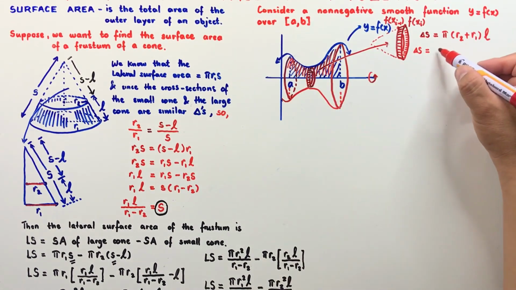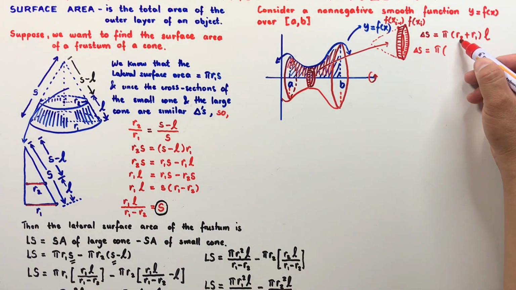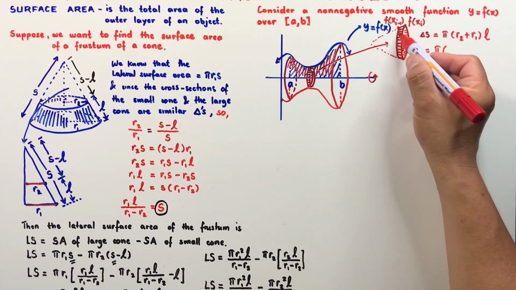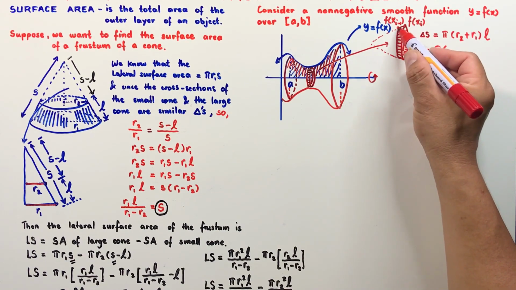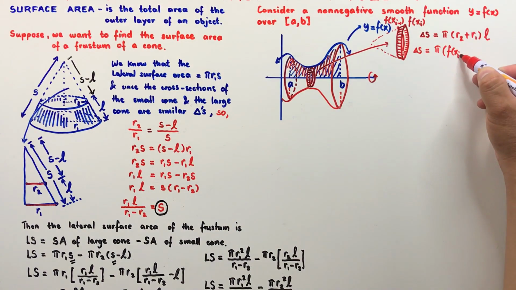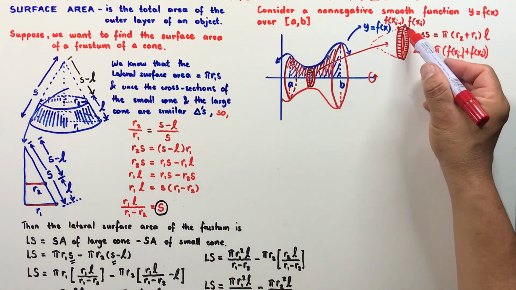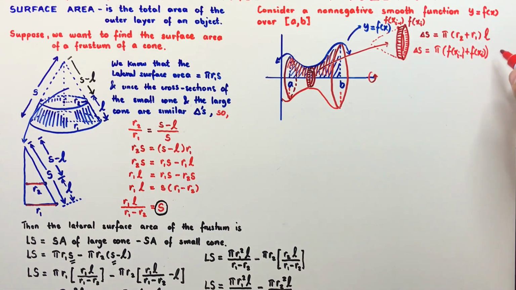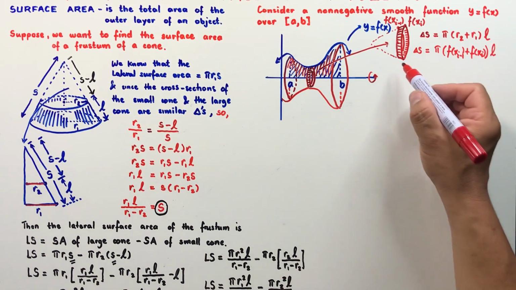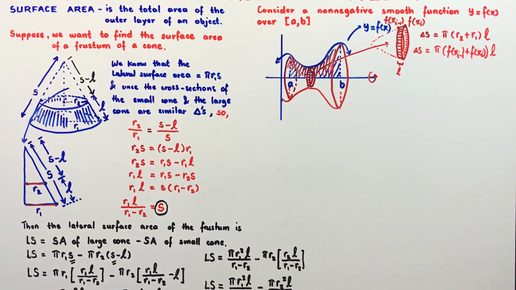we have pi times r sub 2, which is this one here, the smaller radius here, which is f of x sub i minus 1 plus f of x sub i, the radius of the bigger base. And this will be multiplied by our L, which is the slant height of this incremental frustum. So this is our L.